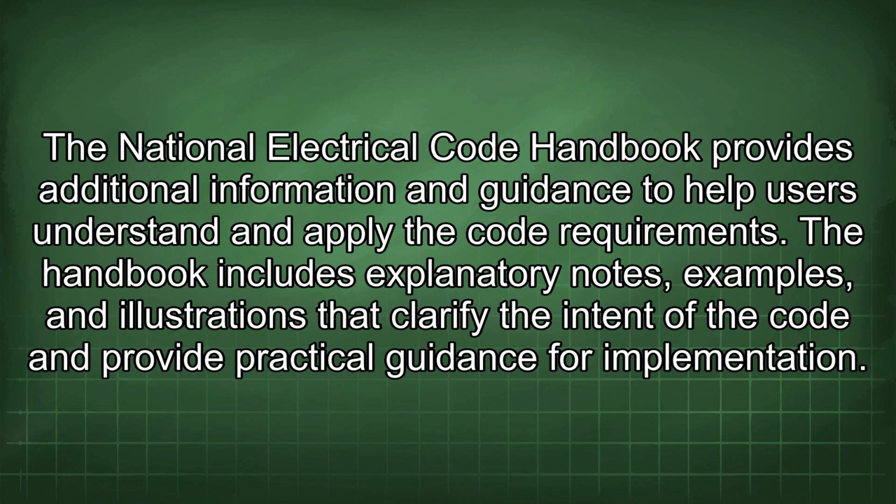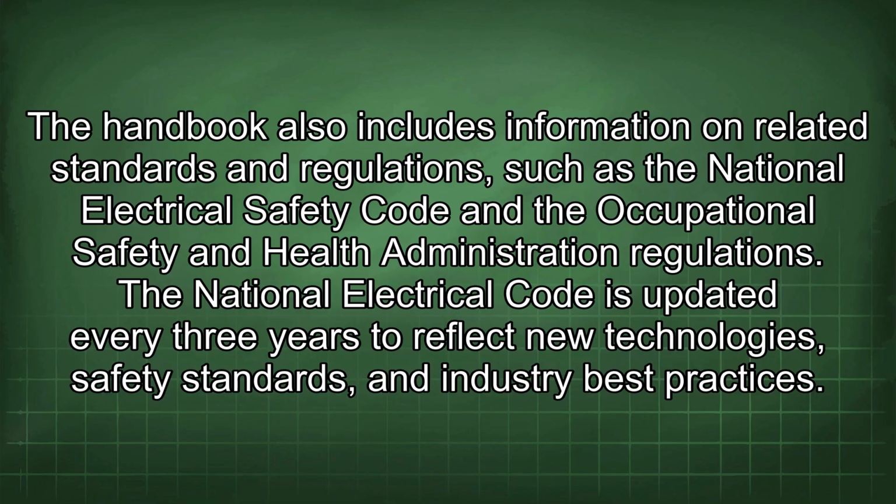The National Electrical Code Handbook provides additional information and guidance to help users understand and apply the code requirements. The handbook includes explanatory notes, examples, and illustrations that clarify the intent of the code and provide practical guidance for implementation. The handbook also includes information on related standards and regulations, such as the National Electrical Safety Code and the Occupational Safety and Health Administration regulations.